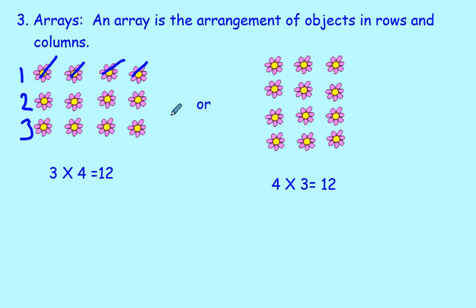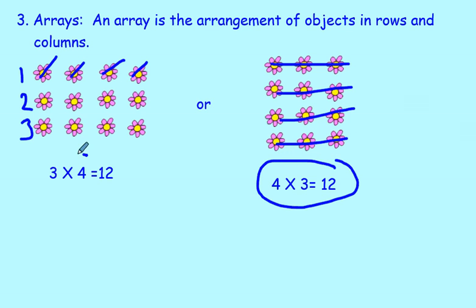So that's an array. Notice that arrays are nice and straight. Okay, you can see the rows. Here we've got 1, 2, 3, 4 rows, and each row has 3. Again, it doesn't matter which factor you use first, because this is the exact same array. It's just kind of turned on its side. Either way, there are still 12 flowers.